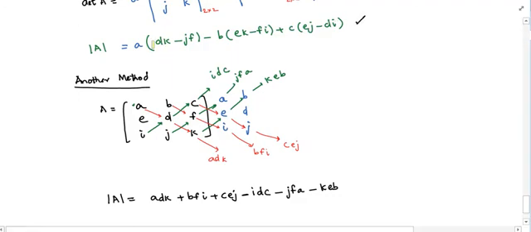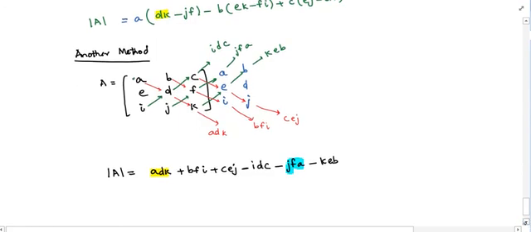So let's see. If you multiply A with D, K, you will get the term ADK, which is over here. Then the second term is AJF with the negative sign. Similarly, you have the term BEK. This is KEB. And so on. So if you check, the answer is the same. So you can pick any method, whichever is easier for you. So let us solve an example based on it.